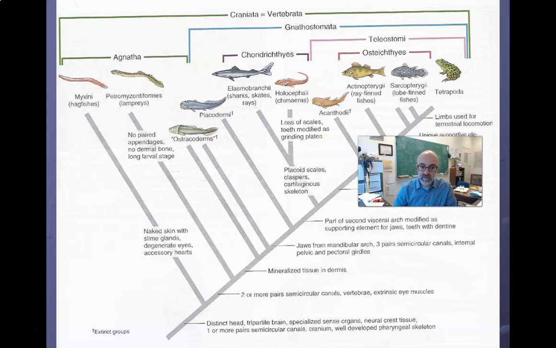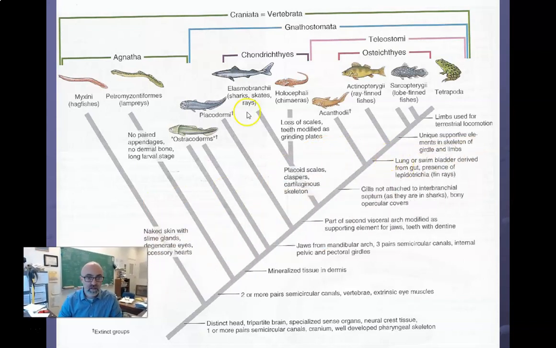Actually, I'm going to step back a little bit here. Here's what we've worked our way up through. We've talked about the jawless fishes, the jawed fishes, cartilaginous jawed fishes, bony jawed fishes, ray-finned bony fishes, lobe-finned bony fishes, and then splitting from them were the tetrapods. That's the amphibians, reptiles, birds, mammals. We talked about the amphibians, now we're on to the reptiles.